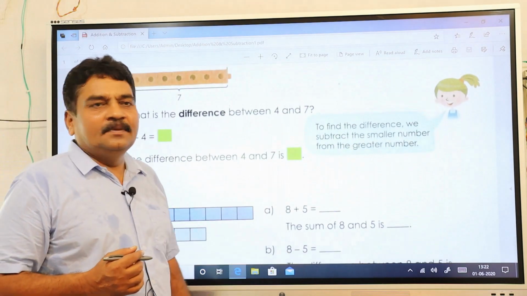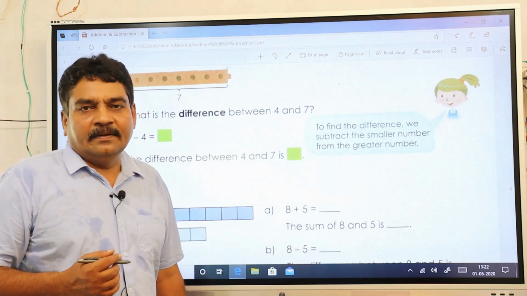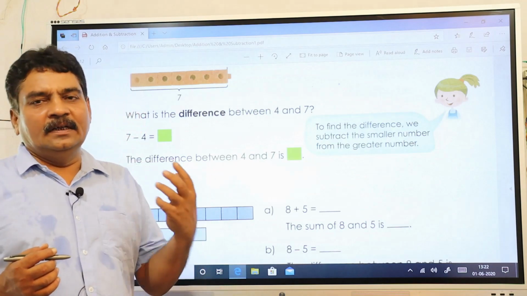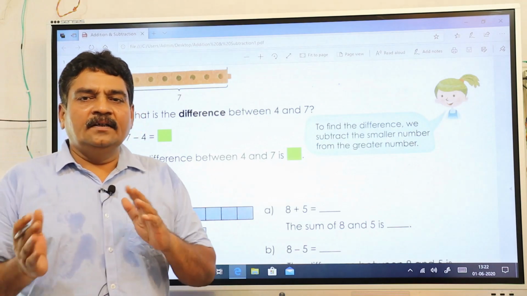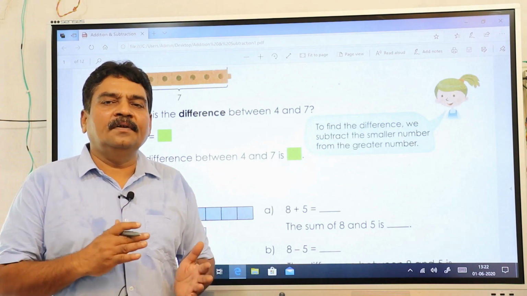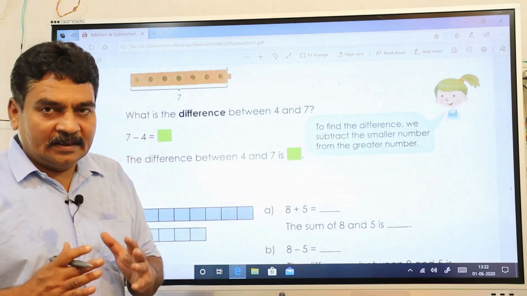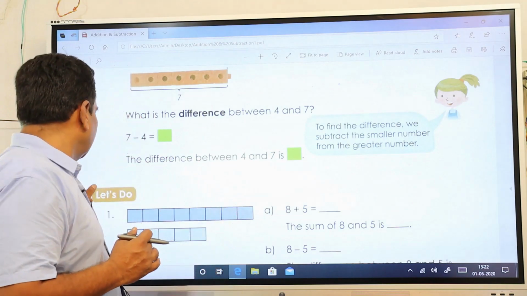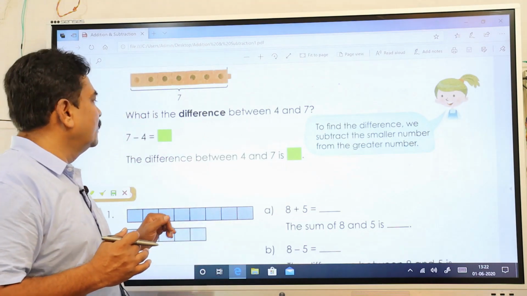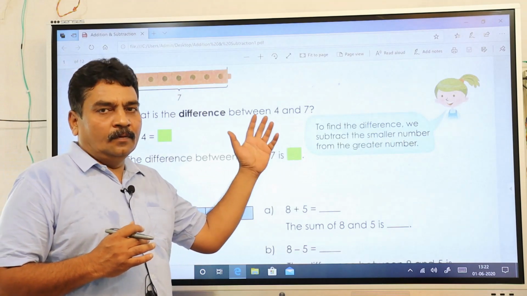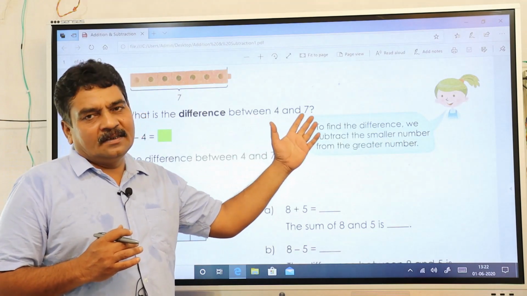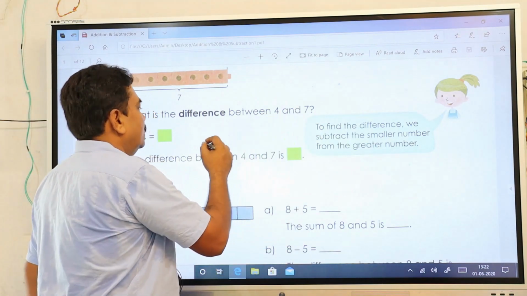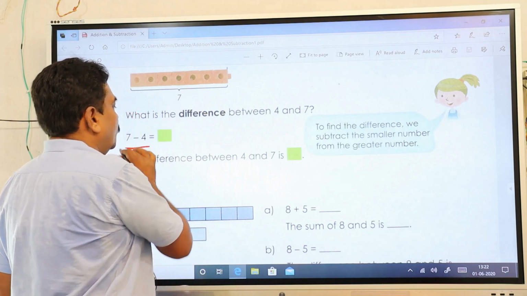What is the difference between 4 and 7? So here two numbers are given, one is 4, another one is 7. It is asking you to find the difference. How do you get the difference? By subtracting the smaller number from the bigger number. So we'll take the smaller number. What is the smaller number? 4. What is the bigger number? 7. So you subtract 4 from 7. That is 7 minus 4.